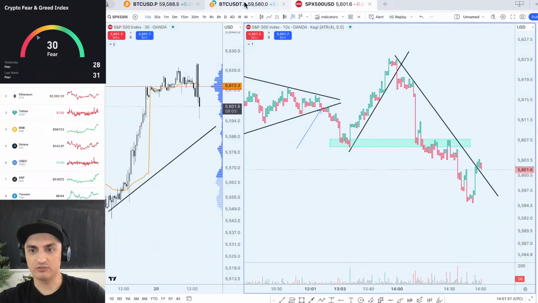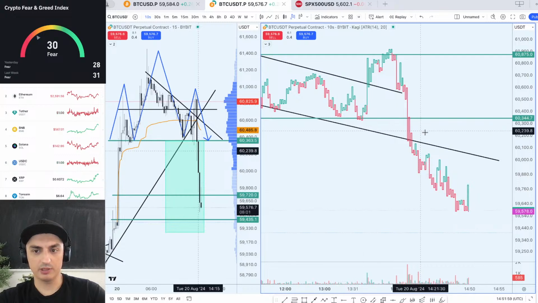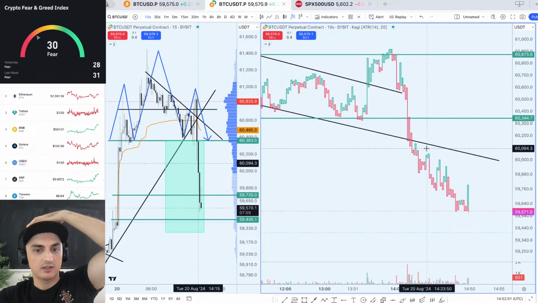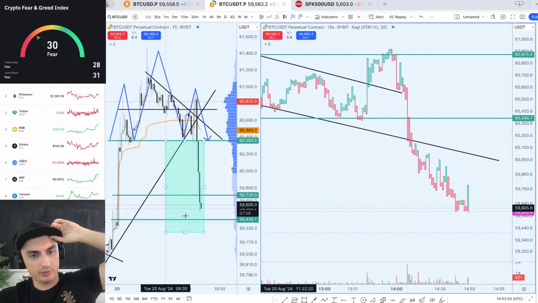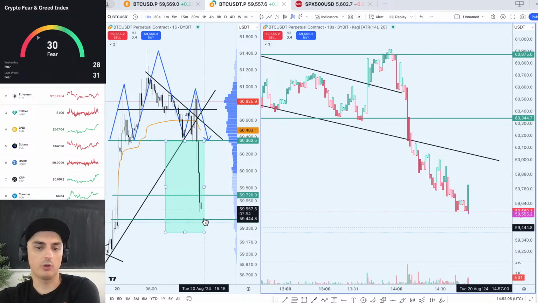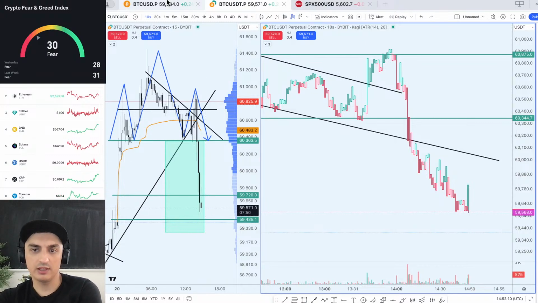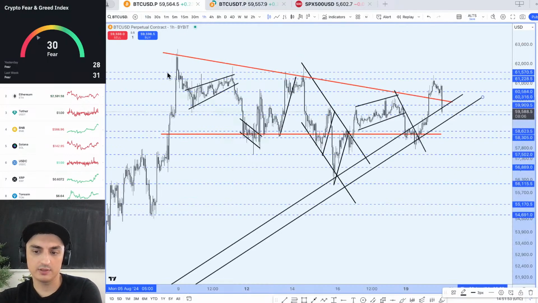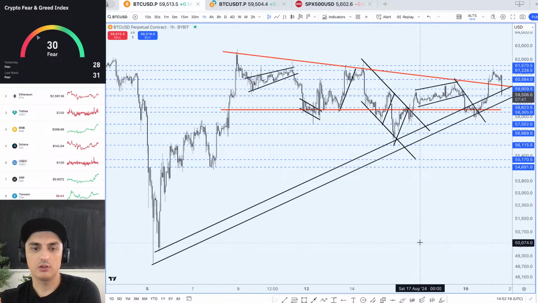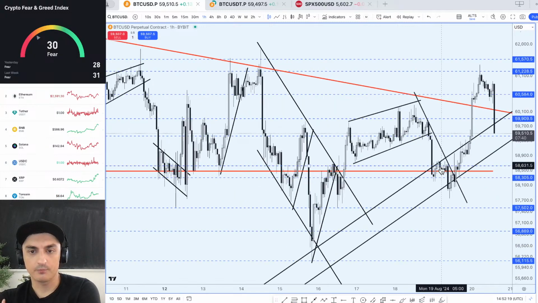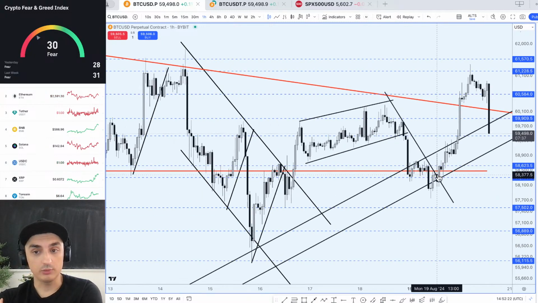S&Ps did reject from here. Bitcoin is kind of moving to the downside a little bit. We're probably pushing towards 59,400s. I'm not going to take any shorts or longs right now. I'm just going to stay for a couple more minutes to check the market, and then we go. I will go to the other stuff that I need to do.